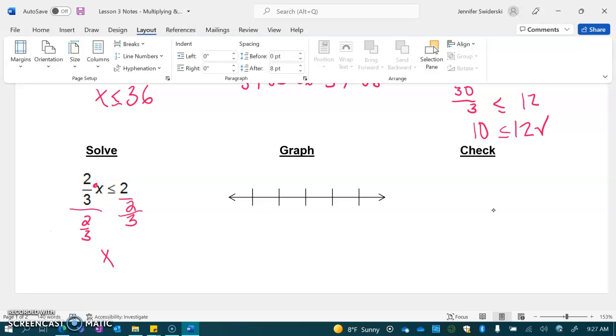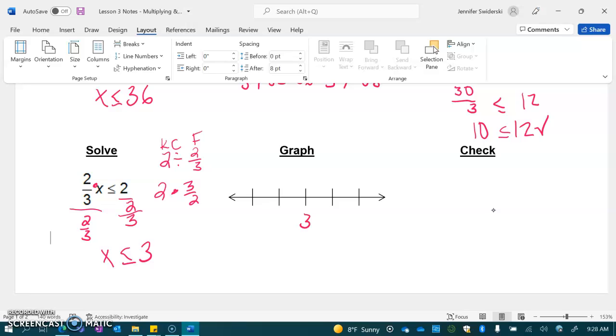So a lot of you are going to multiply or divide this on the calculator by doing 2 divided by 2/3. If you want to do this by hand, we learned a while ago that you could do 2 divided by 2/3. And when you divide by a fraction, technically we keep it, change it, flip it, becomes multiplication. So we get 2 times 3/2. We would get 3.